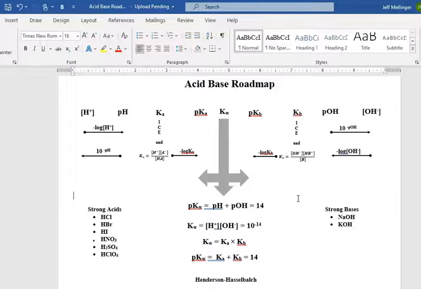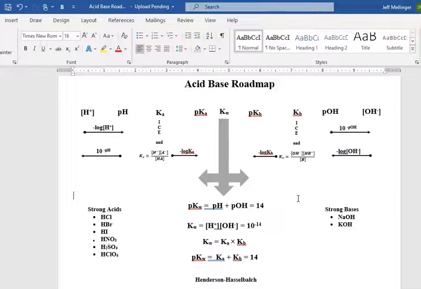Kb you calculate the same way, except you're using a base dissociation equation down there at the bottom along with an ice table. And then down below the center arrow, Kw is kind of in the middle of it all. That's water. Water is a neutral substance. It's right in between acids and bases. And if you go straight down that downward pointing arrow, those are the formulas that connect the two sides, that connect the acids and the bases. So that's how you would do some sort of a translation between acids and bases.